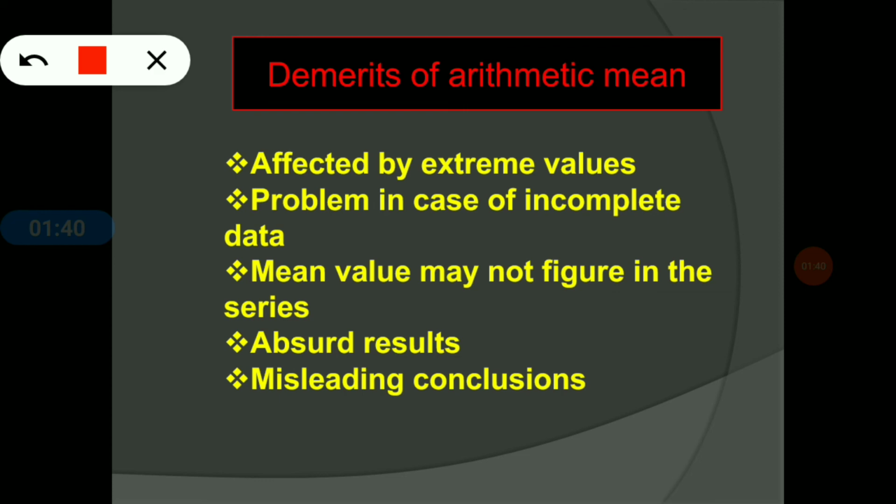Now going to the first one. The first demerit is it is affected by extreme values. I think this is clear when we use an example. For example, we have data for the measurement of the arithmetic mean like 5, 10, 15 and 90. So 90 is the extreme value.